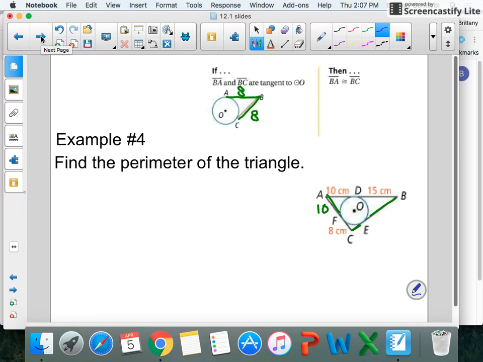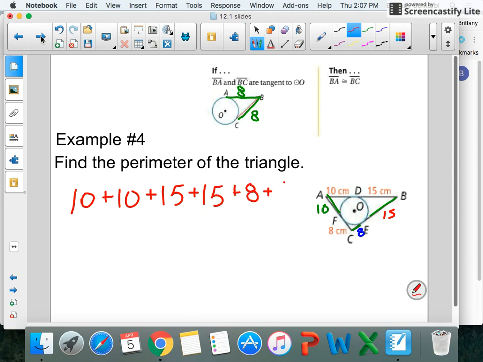FC is going to be congruent to CE. So that's going to be 8. And then DB is going to be congruent to EB, so that's going to be 15. And again, that's just using the theorem that says that those segments are going to be congruent if they are tangent to the circle. Then to get perimeter, you add everything up on the outside. So we're going to have 10 plus 10 plus 15 plus 15 plus 8 plus 8. So when we add all that together, we get 66 and it'll be centimeters for perimeter.